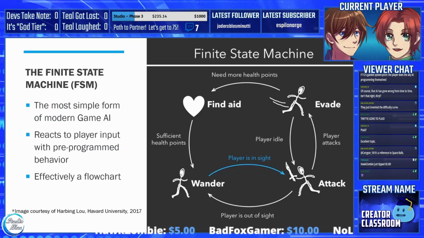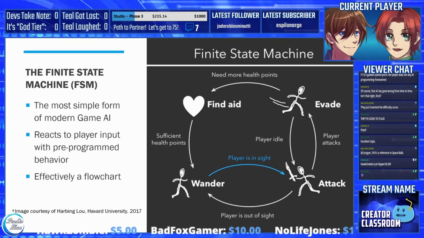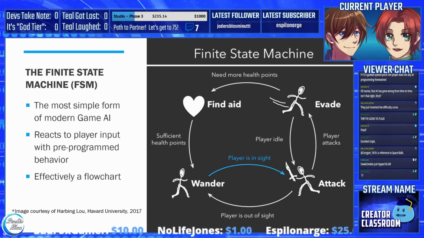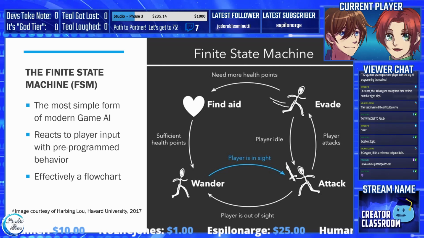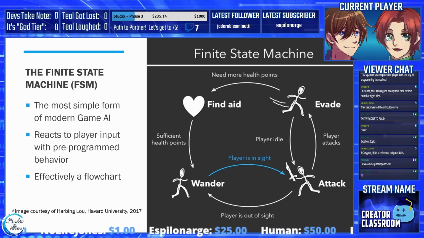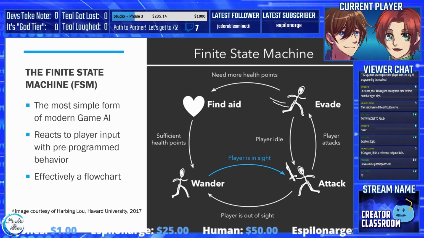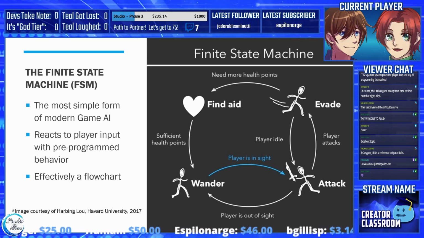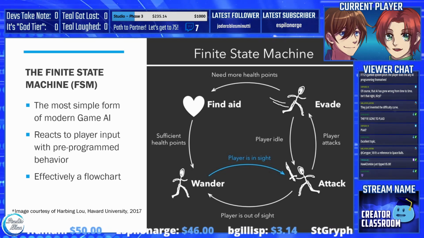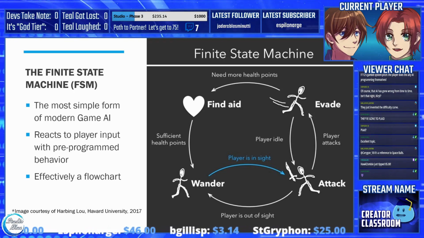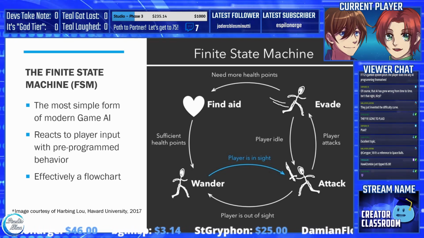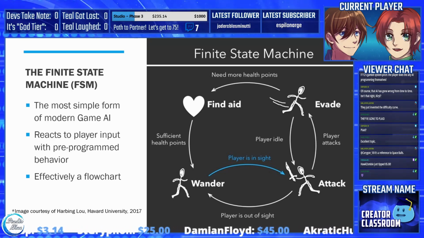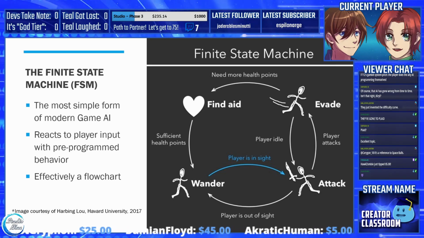So now let's talk about the finite state machine, because that's where all AIs have come from. Yes, all modern AIs. And it really is a flowchart. In its most simple form, it's a flowchart. It is the most simple version of modern game AI. So all AI that comes afterwards is built upon the concept of the FSM. And some of these are insanely complex.